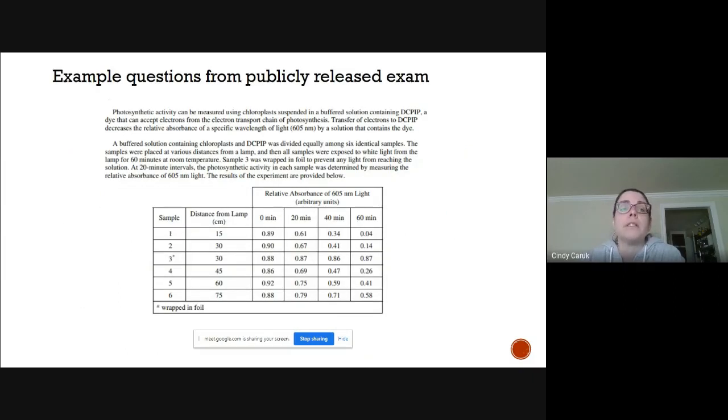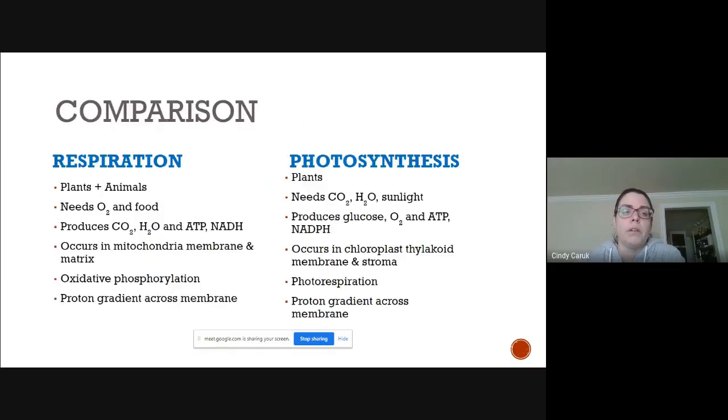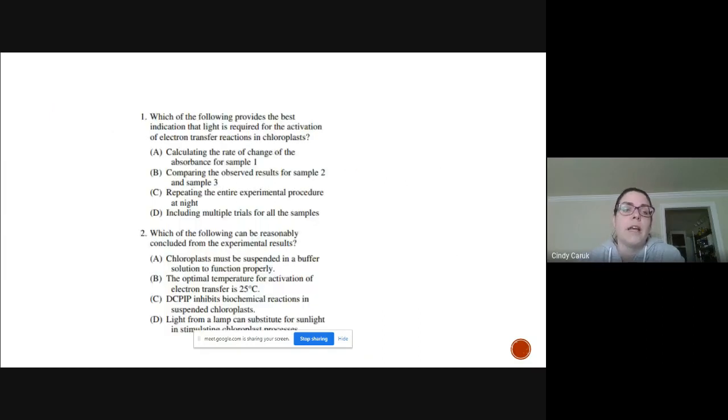This would be another example of a photosynthesis question. This is on DPIP. This is a publicly released exam, right? And this is the experiment and the data, and then the questions that they asked about it. So these are two questions that they asked about that data.